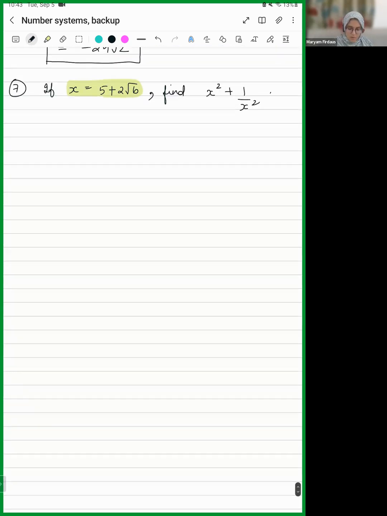So if this is x, first let's find 1 by x. 1 by x will be how much? 1 by 5 plus 2 root 6. So this becomes, we multiply 1 by 5 plus 2 root 6 above and below by which number?